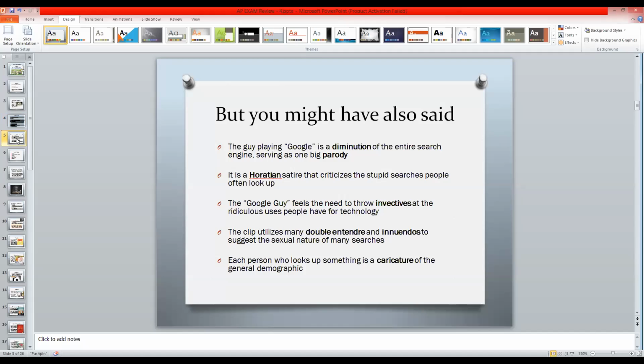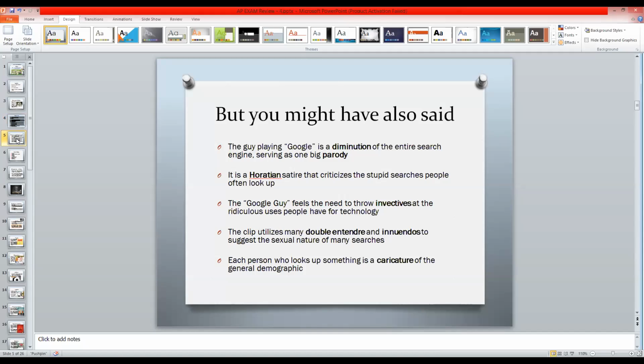The things you said in the previous slide, for everyone who contributed, those are really good observations as to answering those questions, but also to analyze the video itself. All we got to do now is add those terms into the actual repertoire that we have to analyze, and then we have rhetorical analysis done for satire pieces here. So things you could have said, for example, was the guy playing Google is a diminution of the entire search engine serving as one parody. We'll cover these terms again, no worries, but just giving you an idea of how to use them, right?